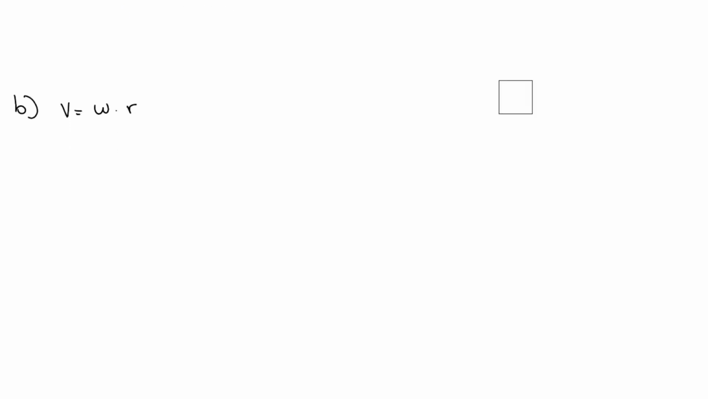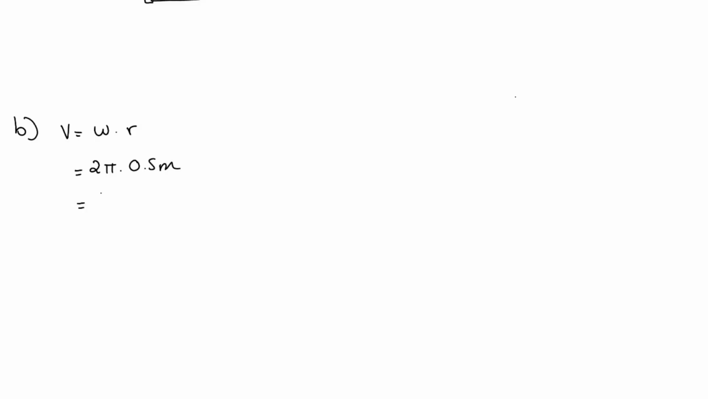So our linear speed is just going to be the angular velocity, which we stated as 2 pi, multiplied by the value of my radius, which is 0.5 meters. And so I'm going to get 1 pi meter per second. So this is going to be my linear speed.